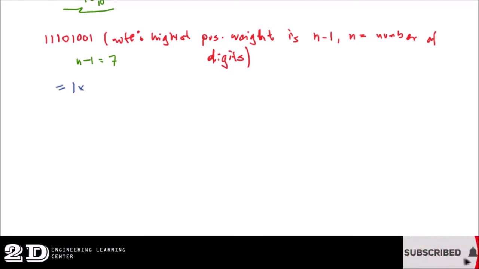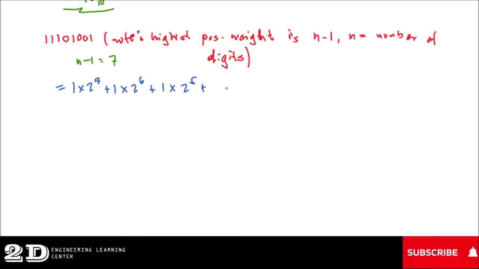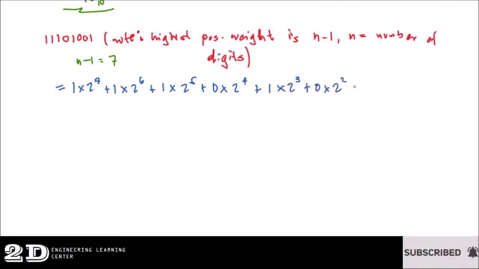We have 1 times 2 to the power of 7, plus another 1 times 2 to the power of 6, plus 1 times 2 to the power of 5. Then we have 0 times 2 to the power of 4, plus another 1, 1 times 2 to the power of 3. Then we have 0 times 2 to the power of 2, plus another 0 times 2 to the power of 1, plus 1 times 2 to the power of 0. So this will be 2 to the power of 7.